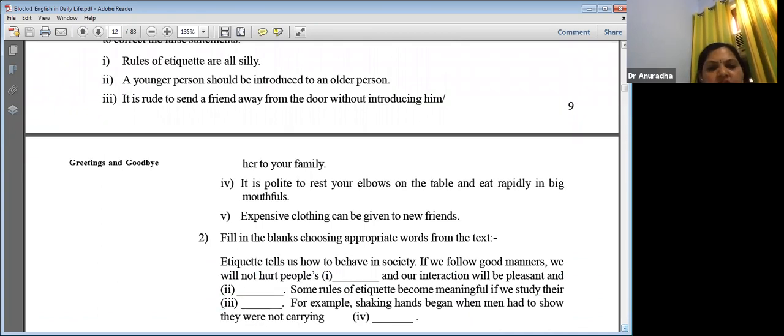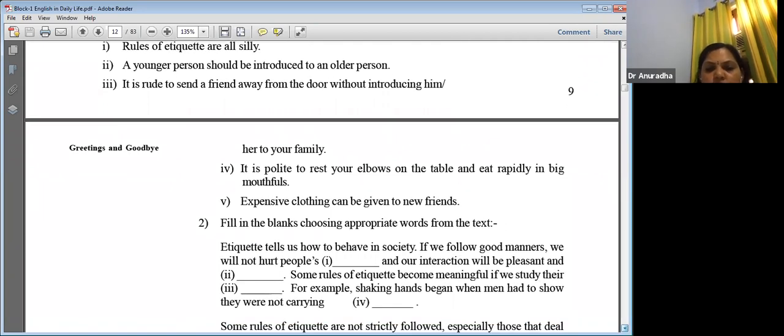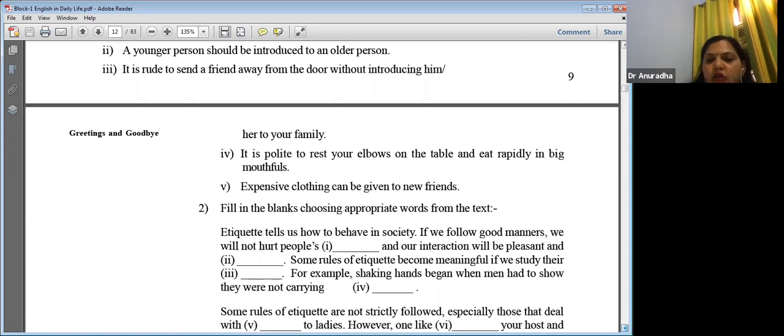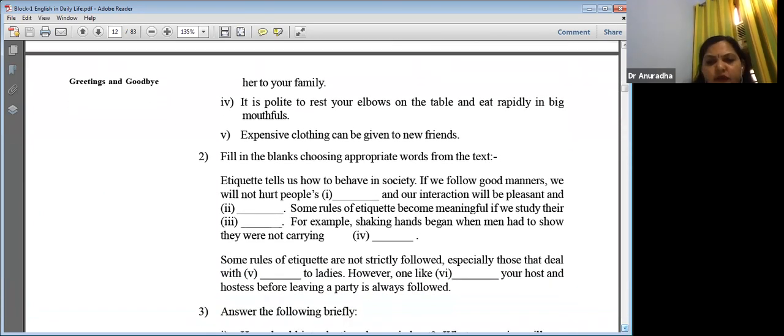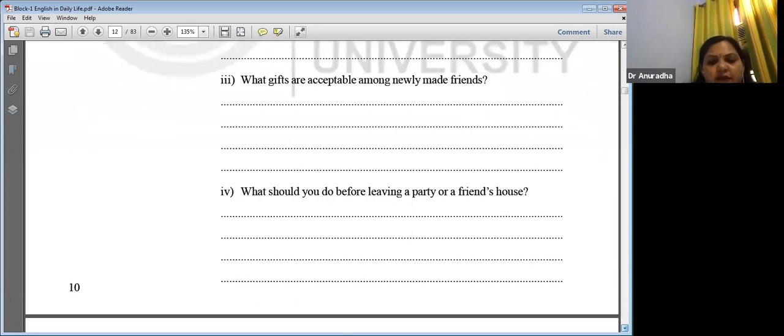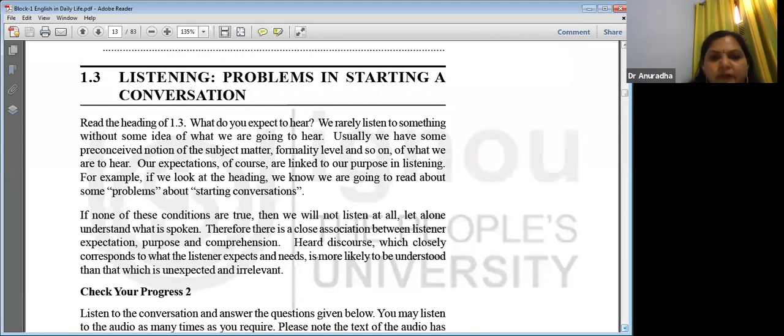Next, it is polite to rest your elbows on the table and eat rapidly in big mouthfuls. No, we should never do this. So it is false. Expensive clothing can be given to new friends. No, again, it is not okay to give clothing to any friend who is not very close to you, because clothing is quite a personal gift. So personal gifts आपको नहीं देने चाहिए. Best gift is to gift flowers and chocolates.